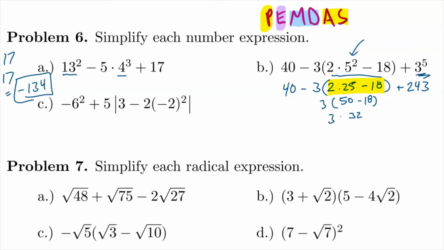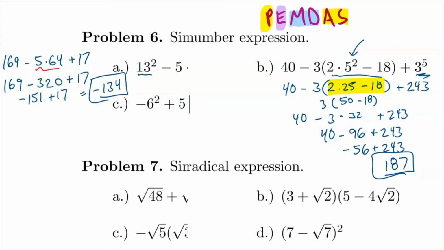That 32 I can multiply with the 3 to get 96. So I have 40 minus 96 plus 243. If I do the subtraction first, I get negative 56 plus 243. 56 is 13 more than 43. So subtracting 56 from 243 takes me down to positive 187.